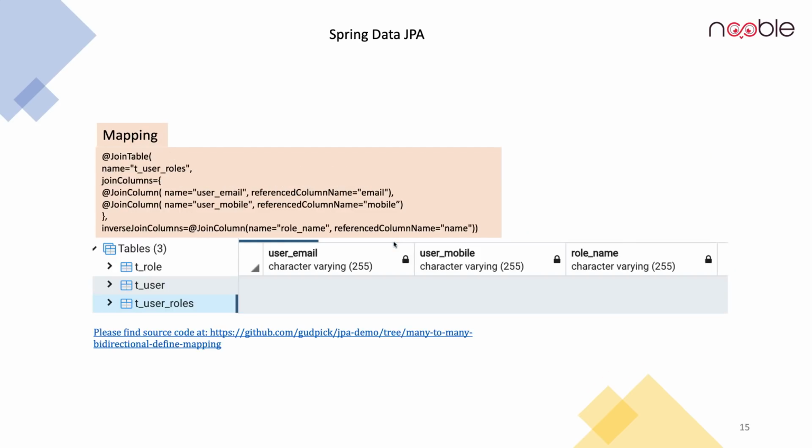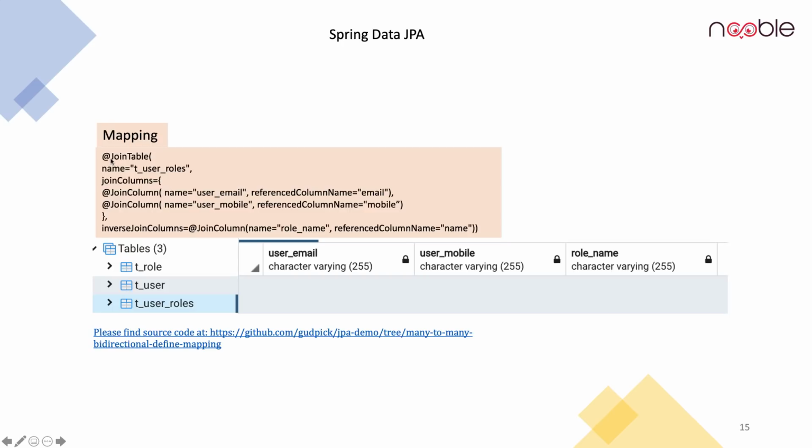Now I'll show you one more mapping where my requirement is I want the user_email, user_mobile and the role_name mapped in a table. That means user_email will be the email column of the user entity, and the user_mobile will be the mobile column of the user entity, and the role_name will be the name from the role entity. So this is a mapping that we want to make. Let us see how we are doing it.